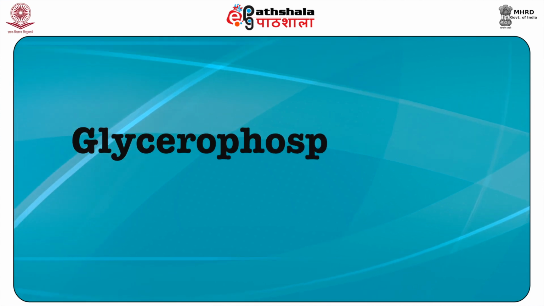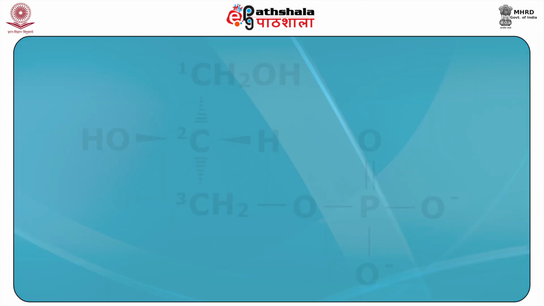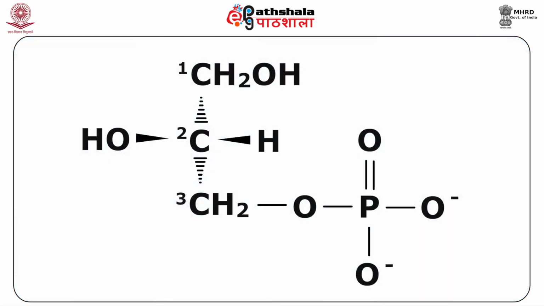Now we'll talk about glycerophospholipids. Glycerophospholipids, also known as phosphoglycerides, are membrane lipids that are ester derivatives of L-glycerol 3-phosphate. The C1 and C2 alcoholic groups of glycerol 3-phosphate are esterified to fatty acid residues to generate phosphatidic acid, the structural parent for all glycerophospholipids.